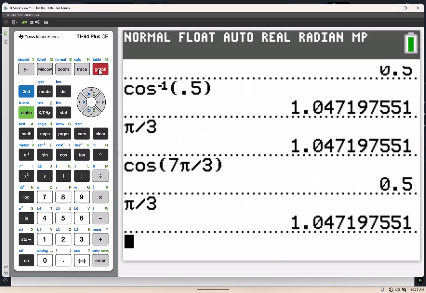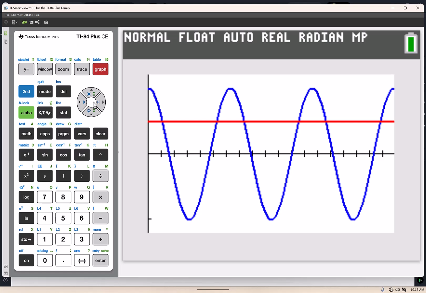Now, let me go back to my graph. I just want to make sure that we're clear on this. No matter how hard you try, when you do inverse cosine of a half, the calculator is always going to give you this answer. It's not going to give you this one. So how do I get this one? From the negative pi over 3 plus 2 pi. And then the period of cosine is 2 pi. So this one repeats every 2 pi. Does that make sense, guys?